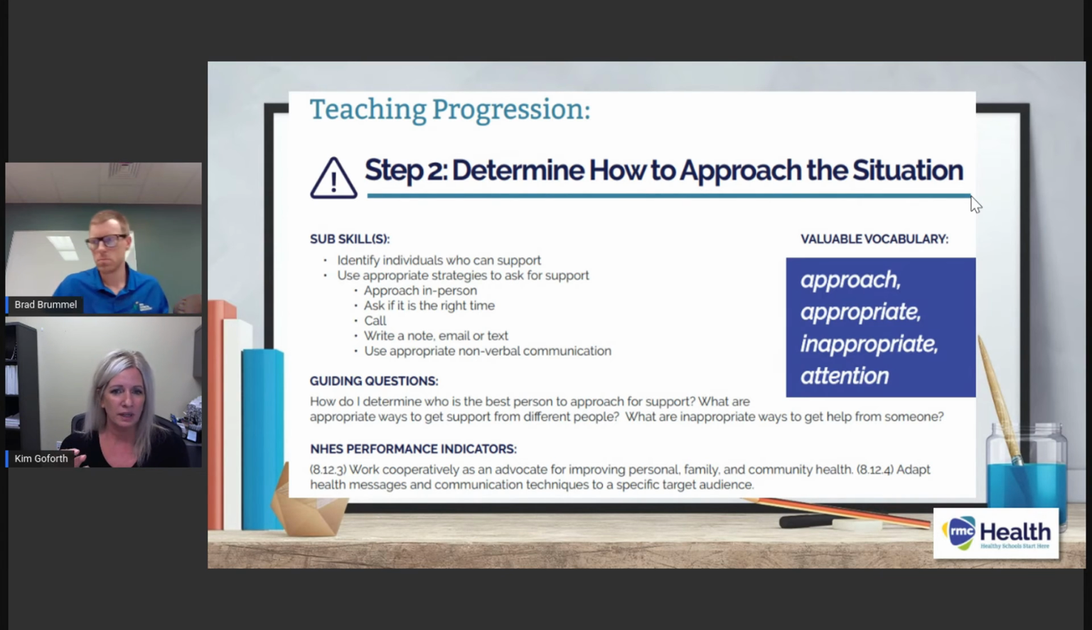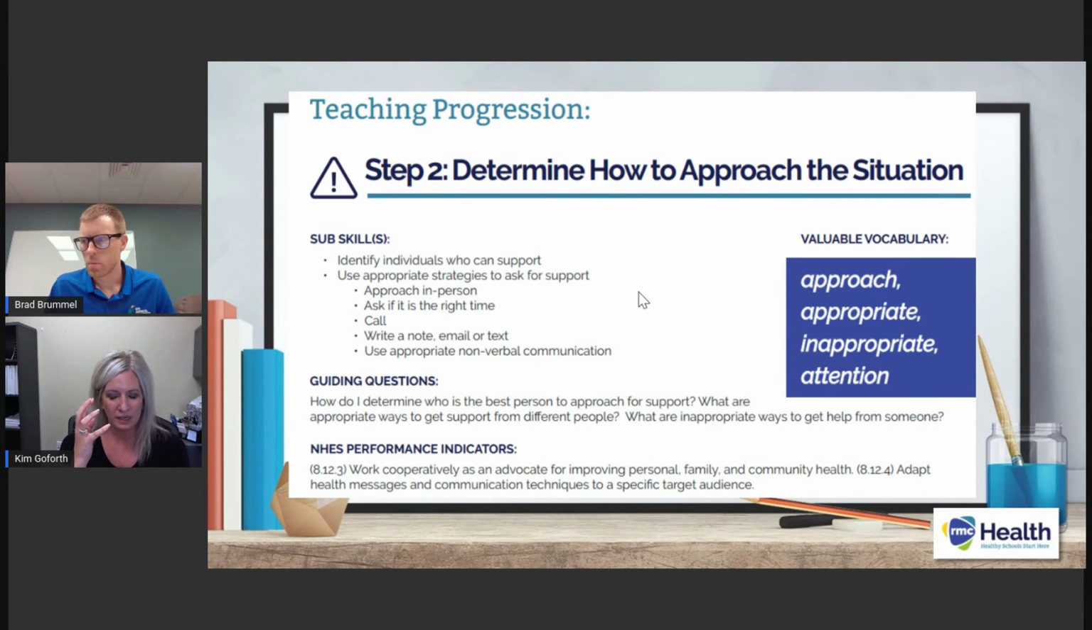So if you focus in on the sub skills here, we've got 2 big ones: identifying people who can support. And then the second sub-skill is to use appropriate strategies to ask for help. And the word appropriate, I think, is key here. And in fact, it's over in the vocabulary list that you'll see here in this skill guide. So what approach are you using? Is it appropriate or inappropriate? And then all of this is talking about gaining attention, and so seeking that attention.